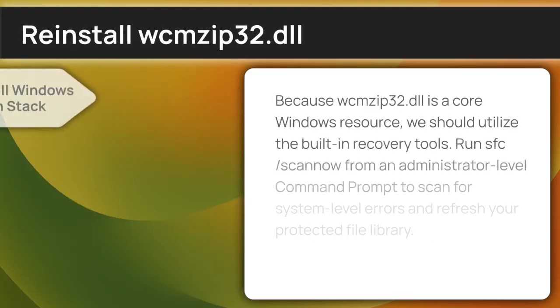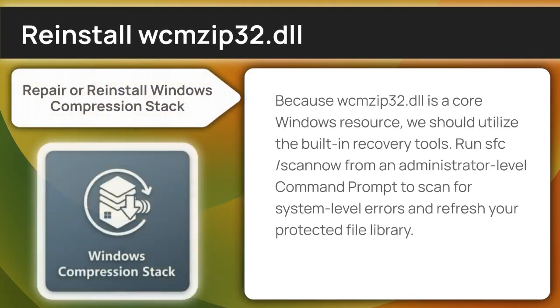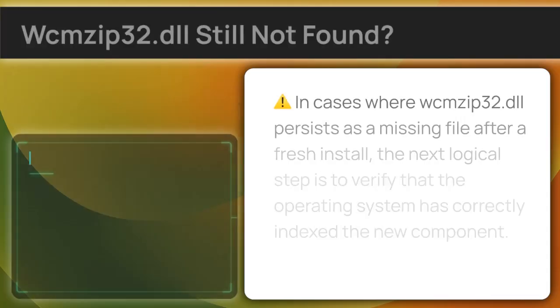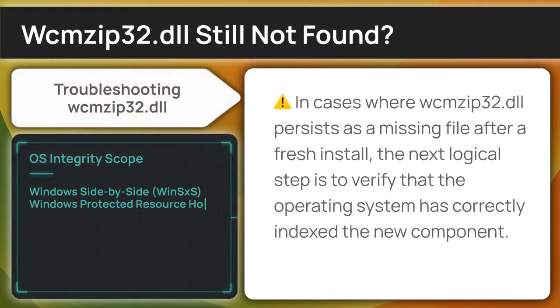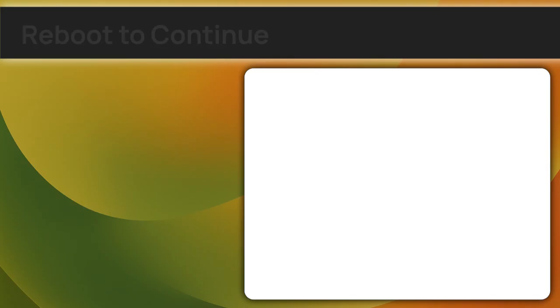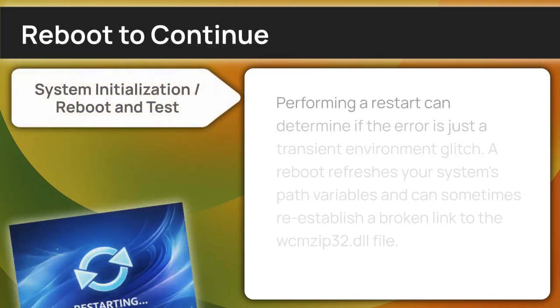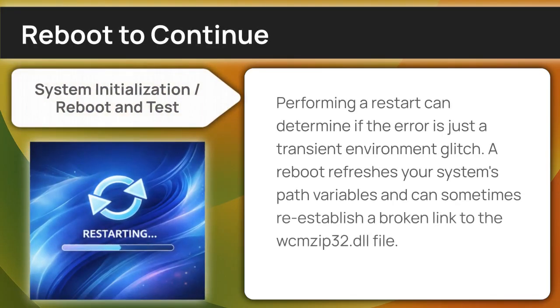Because wcmzip32 DLL is a core Windows resource, we should utilize the built-in recovery tools. Run sfc /scannow from an administrator-level command prompt to scan for system-level errors and refresh your protected file library. If you're still seeing the missing file notification, we should attempt to force a synchronization between the software and the OS. A quick system restart is a practical way to ensure that all shared libraries, including wcmzip32, are being loaded correctly into the current session's memory.